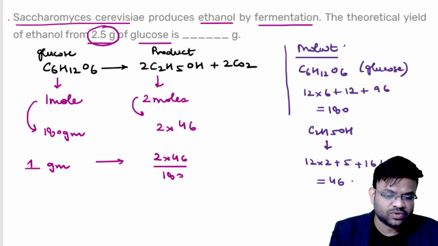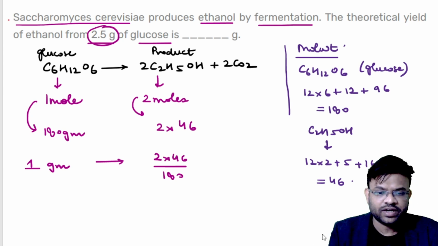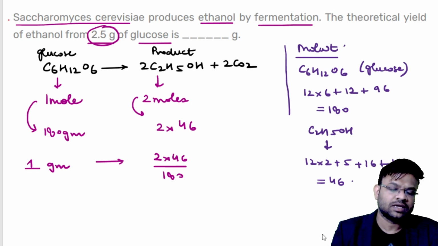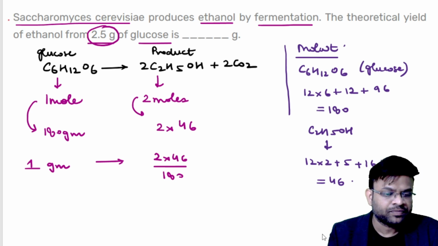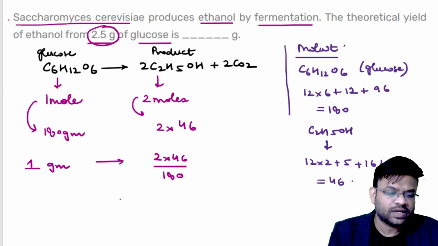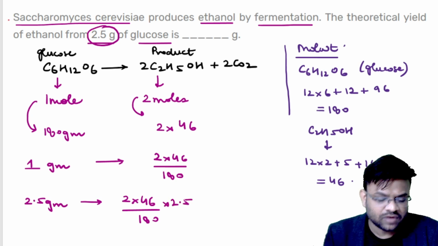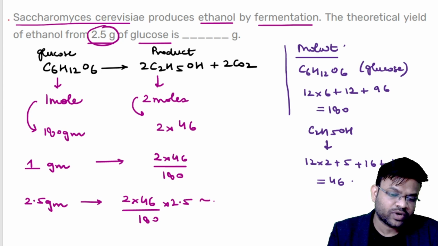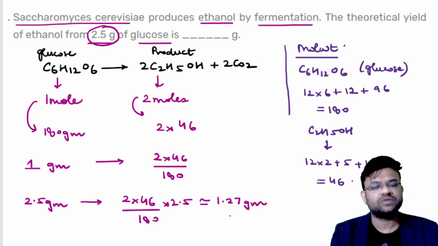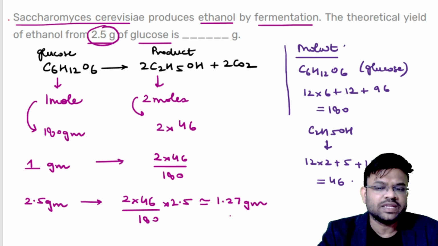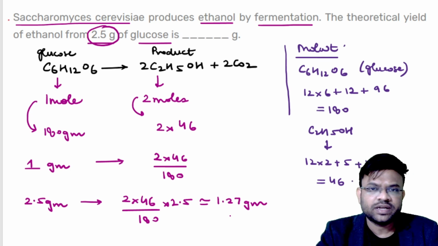Just one thing, I'm just going to check if you are able to view whatever I have written. Yes. So 2 into 46 divided by 180, and now you can calculate for the 2.5 grams. So 2 into 46 upon 180 into 2.5. If you solve this, you would be getting 1.27 gram.